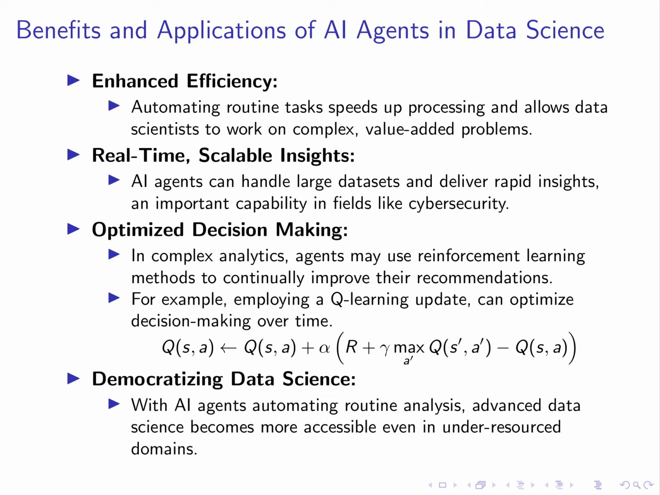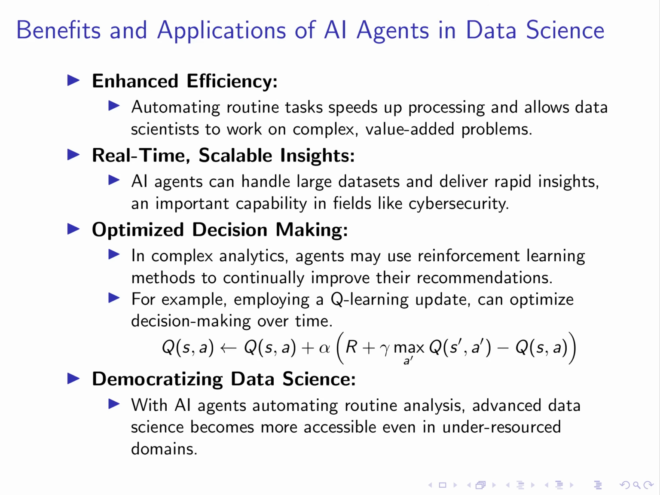Democratizing data science. Finally, AI agents help democratize data science. With routine analysis being automated, advanced data science capabilities become accessible even in under-resourced environments. This broadens the impact of data science, making it possible for more organizations to leverage high-end analytics without needing a large team of specialists. In essence, AI agents are lowering the barrier to entry across multiple industries.